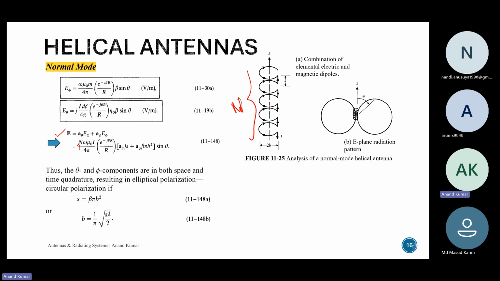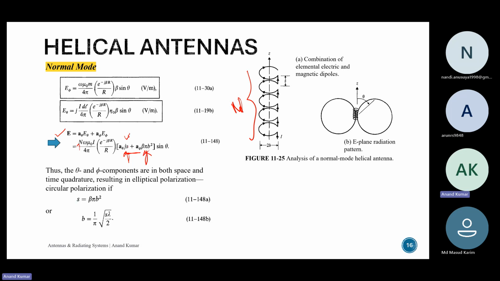So we have the theta and phi components, and as you can see, they are in space and time quadrature. Theta and phi imply space quadrature, and we have this j term over here, which gives us that they are in time quadrature. To make them circularly polarized, we have to make sure the magnitudes are equal.